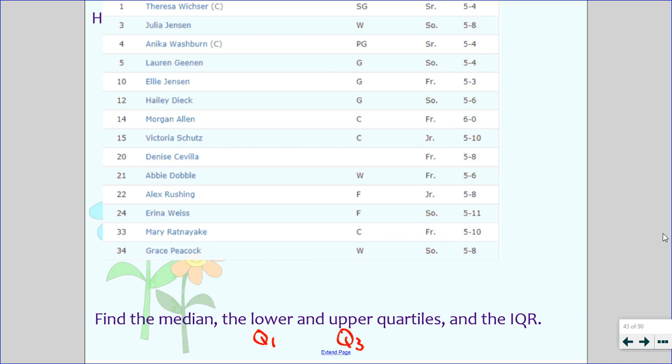I'm going to arrange the data in order. But before I do that, I'm going to write their height in inches instead of in feet and inches, just so I have consistent units here. So Teresa is 5'4". 5 foot is 60 inches. So she's going to be 64 inches tall. And then 5 foot, again, is 60 inches. So 68 inches tall. Then we can just kind of continue this pattern here.